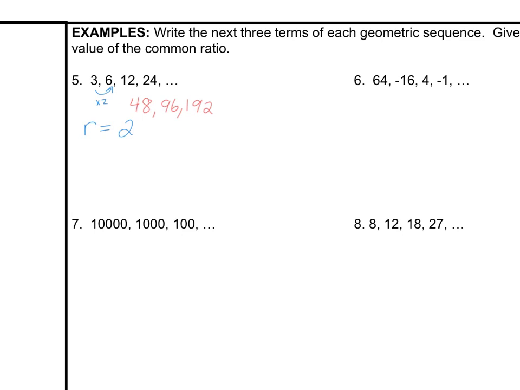What could you divide by? Start with that. What could you divide by over and over? To get from 64 to negative 16, what do you divide by? Negative 4, so what's that same thing multiplying by? Negative 1/4?